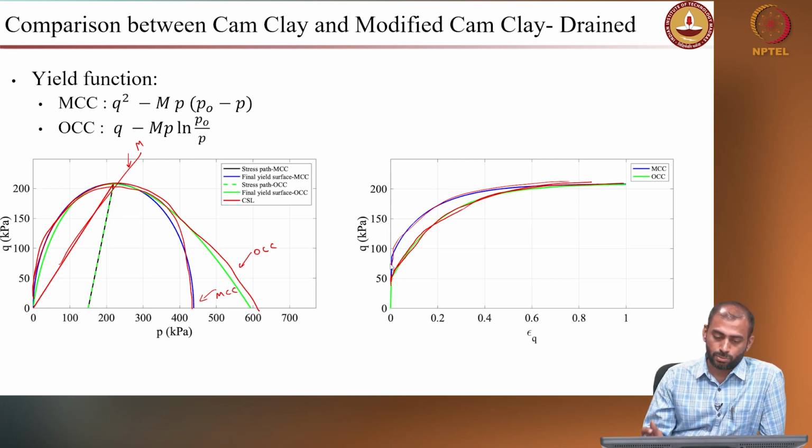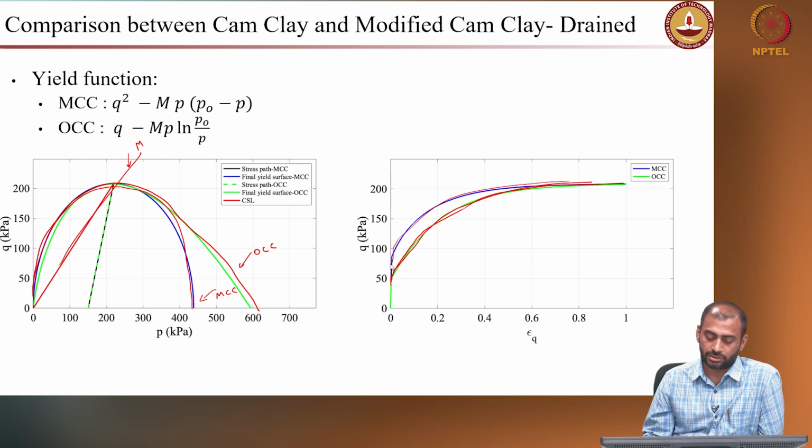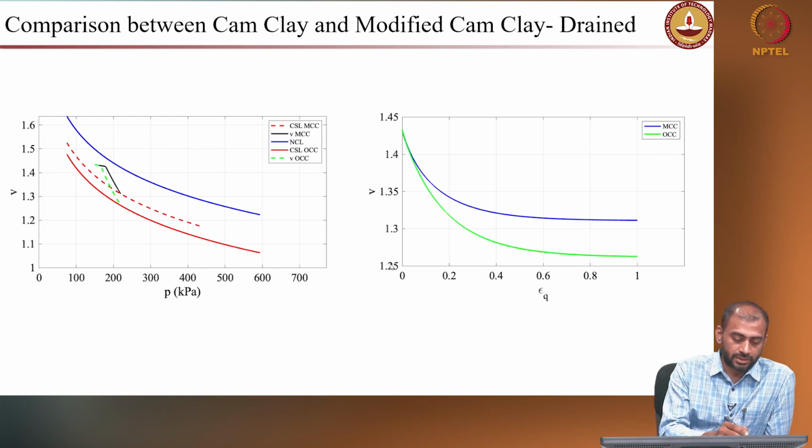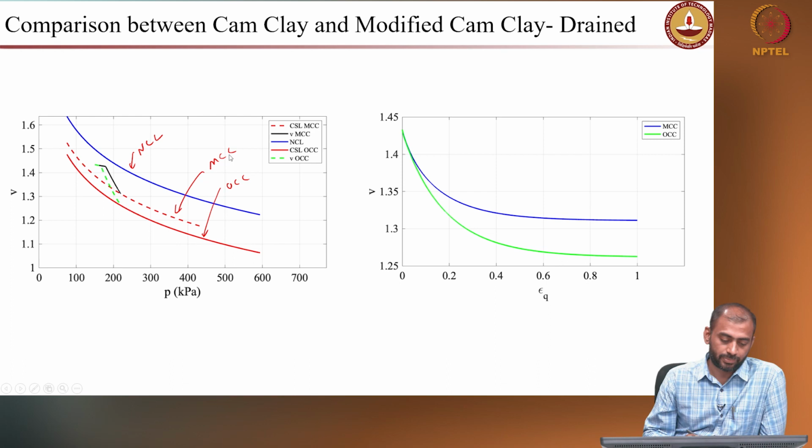Again, these two models work very well in case of a normally consolidated soil. If the material is highly over consolidated, then the response is not close to the actual response that you observe from your experimental results. Similarly, you can see the volume change. So this is your NCL, and you can see the critical state line for your original Cam-Clay, and this is your critical state line for modified Cam-Clay, right.